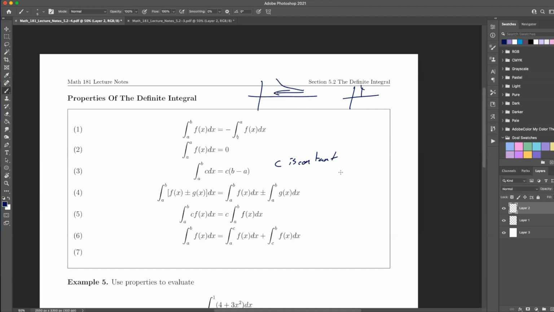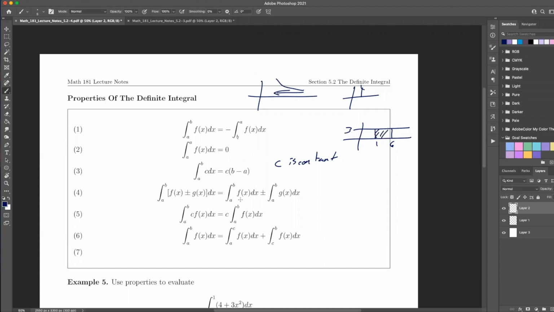So if I had something here of, say, 5, and I went from 1 to 6, well, maybe not. Let's just say this was 3 then. This would be 3 times 5, so my length here is 5. This is 3, so the area underneath here is 15.